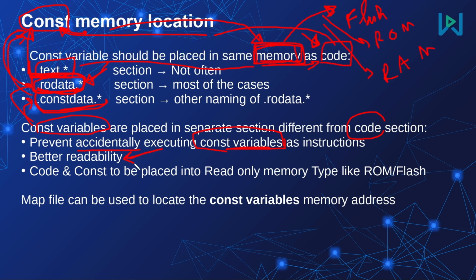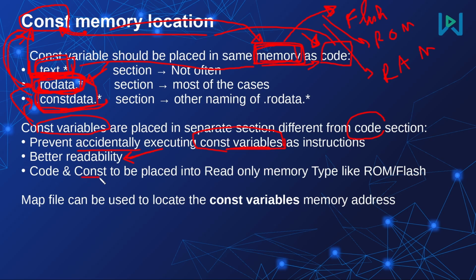Also, it is better to read basically the placement of our const variables using this section prefix rather than having a single section name for both code and const. It means if you are parsing your map file or even your linker script, it's easy for you basically to spot the location of your const variables compared to the code if it has its own section name prefix.